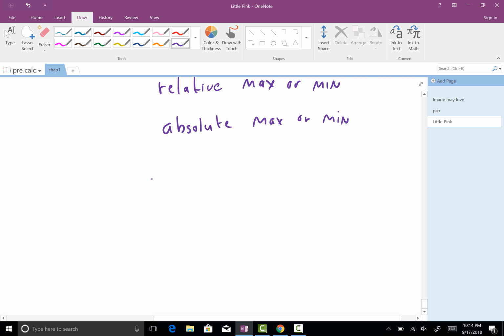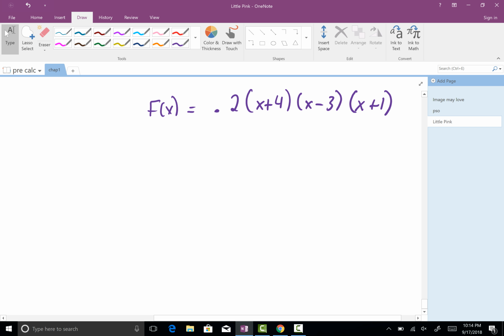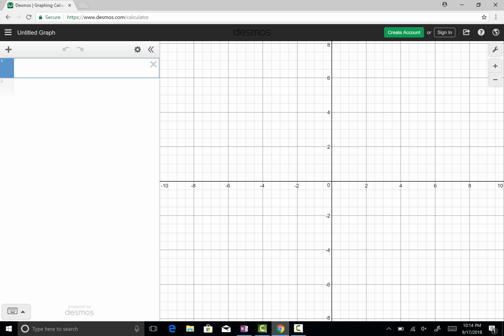All right. So let's say we're going to graph something like this. We did something like this yesterday. So let's take a look at graph this. Now I have Desmos pulled up, so you should have it pulled up. We may have to pause to get it pulled up. All right, so let's type this in.